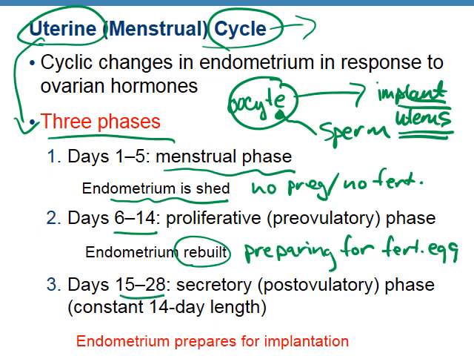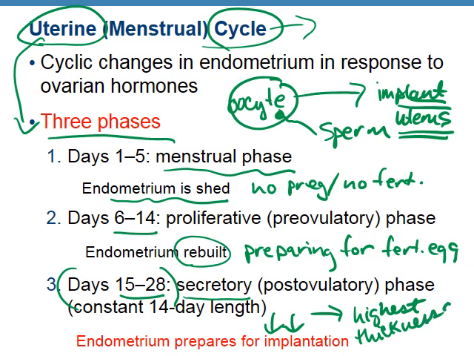And then day 15 through 28, this is what we call the secretory phase, and it's preparing even more for implantation. So you're going to see mucus glands, you're going to see the highest amount of endometrial lining. So in this last part here, this is when we have the highest, and you'll see in the figure, highest thickness of endometrial tissue.